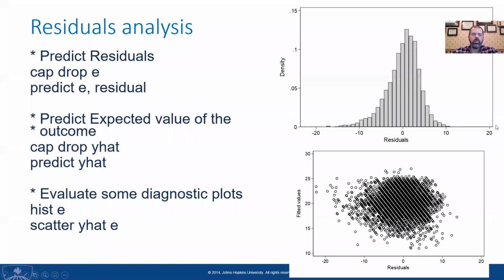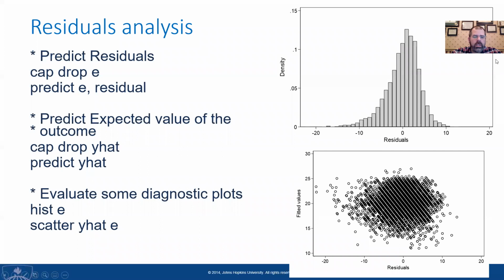In terms of residuals analysis, anytime you run a linear regression, you can predict residuals. I'm providing on the left-hand side the syntax in Stata for how you would predict residuals. You can predict e, which is the name of your residual. You could write anything you wanted, you could call it resid or residual, but you predict your variable name, comma residual, to indicate that you want the residuals.